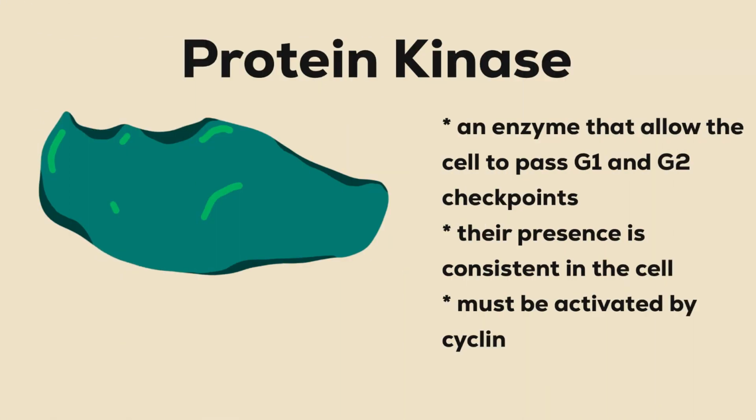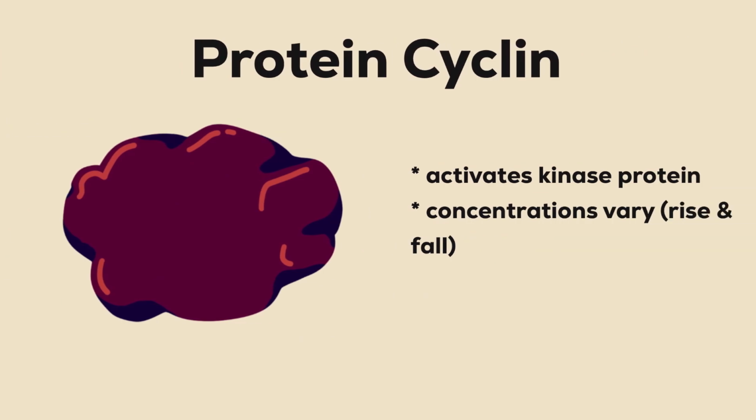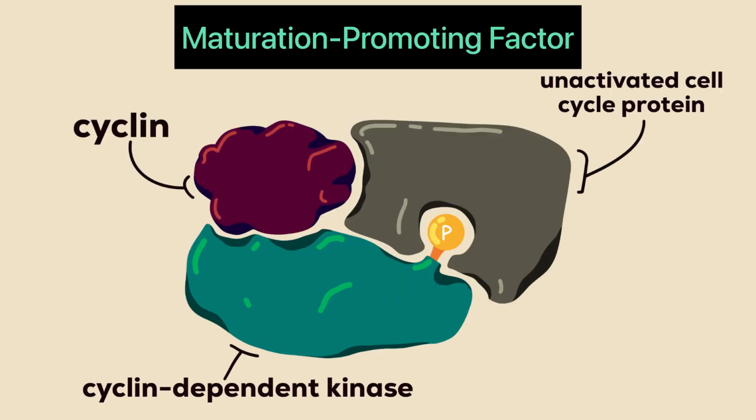Kinases are consistently found in the cell. However, they require another protein, cyclin, to be active. Cyclin concentrations vary, rising and falling, which corresponds with cellular activity. Together they form a complex called a maturation promoting factor.